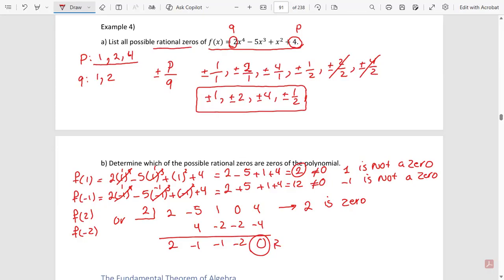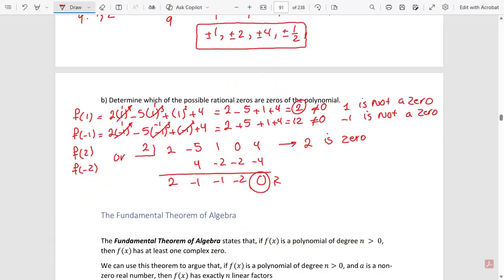Now you can do the same for negative 2. You can do the same for positive 4, for negative 4, for positive 1/2, for negative 1/2. You can either replace those numbers for x to see if it gives you a 0, or you can use it for synthetic division. So I don't have enough space here, but let's see. But you can finish this one later and find all of the zeros.